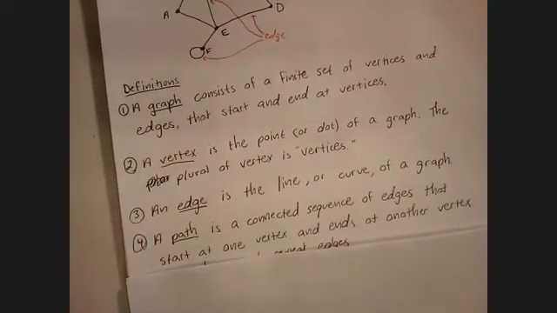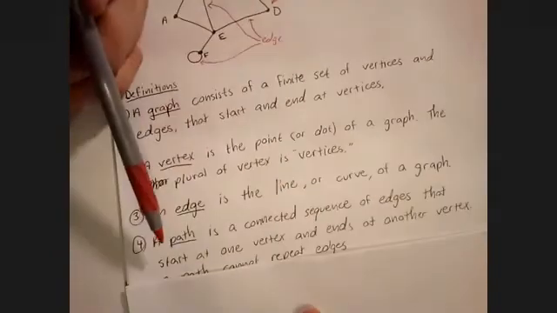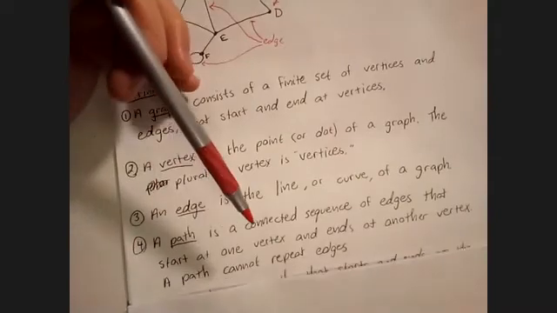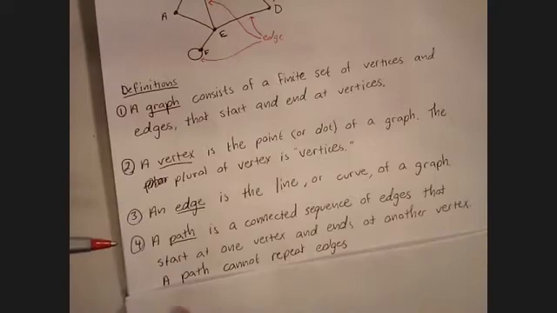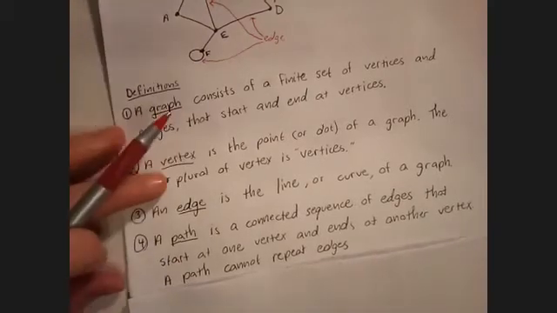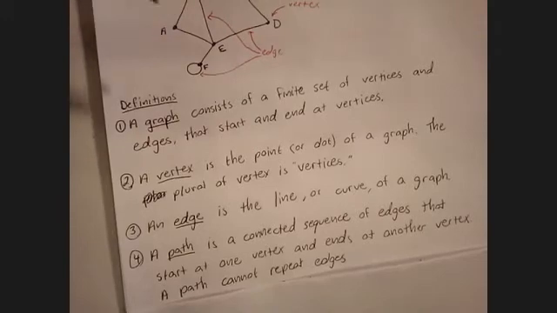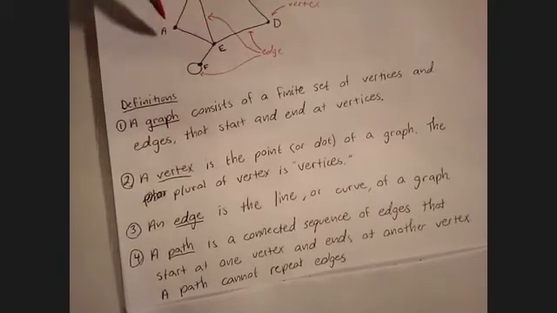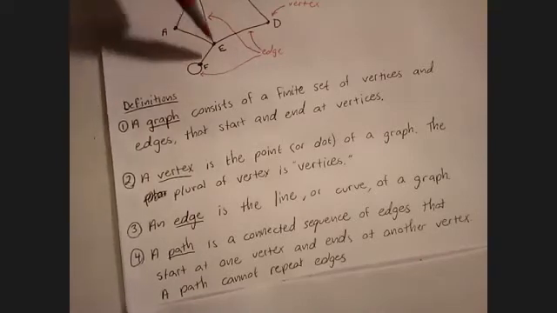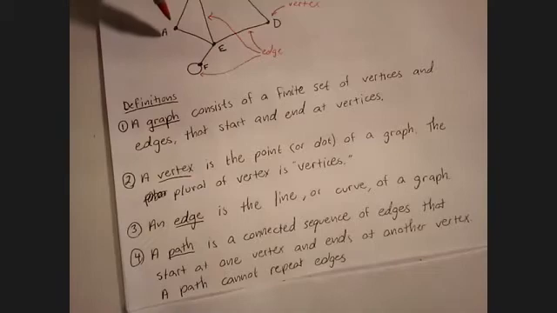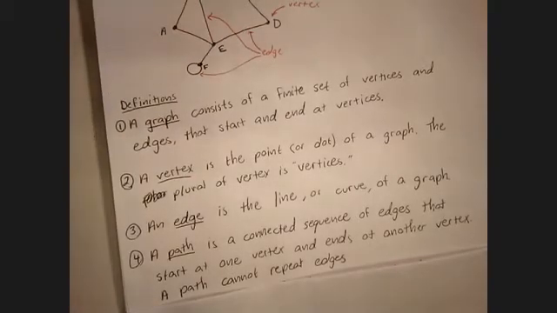A path is a connected sequence of edges that start at one vertex and end at another vertex. A path cannot repeat edges. So for example, if I'm looking at AE, I can't go back on AE ever. So a path could be like AEB, back to A, but I couldn't go AEBEA. I can't go back on myself.